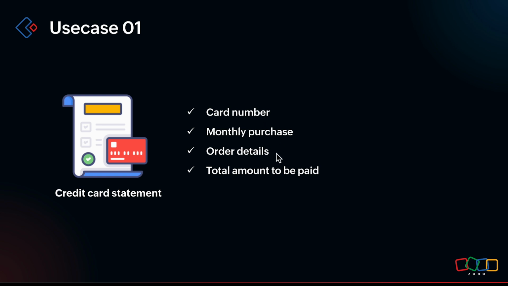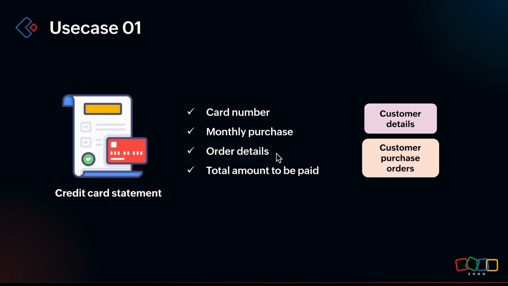Where these details are originally stored, the organization will have its own database or its own form. The customer details module will contain the customer's name, phone number, address, the card number, etc. Right? And the customer purchase order module will contain the monthly purchase the customer has done and the total value or amount that needs to be repaid. All these details will be available over here.